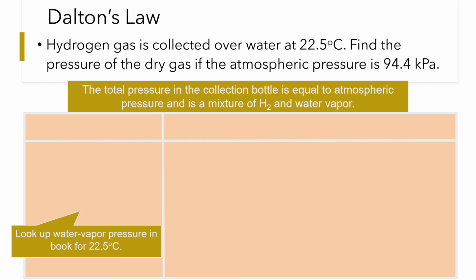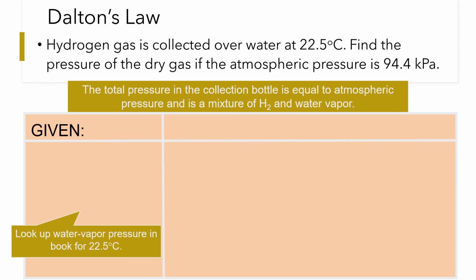Anytime you collect a gas over water, some of that gas that you collect is water vapor that's being emitted by the water sitting in your graduated cylinder. We need to account for that. So to find the pressure of the dry gas, we need to use Dalton's law.